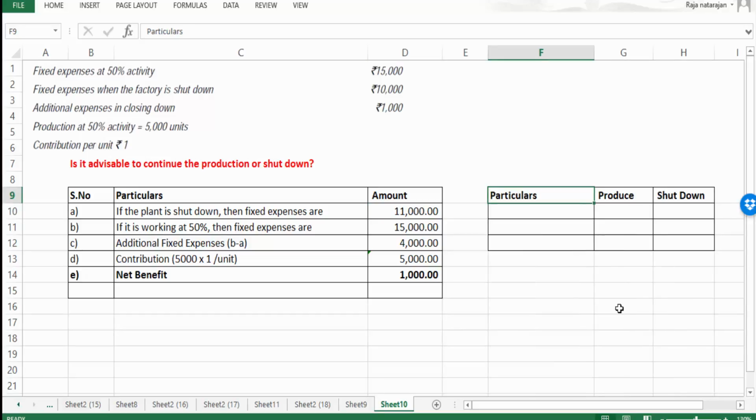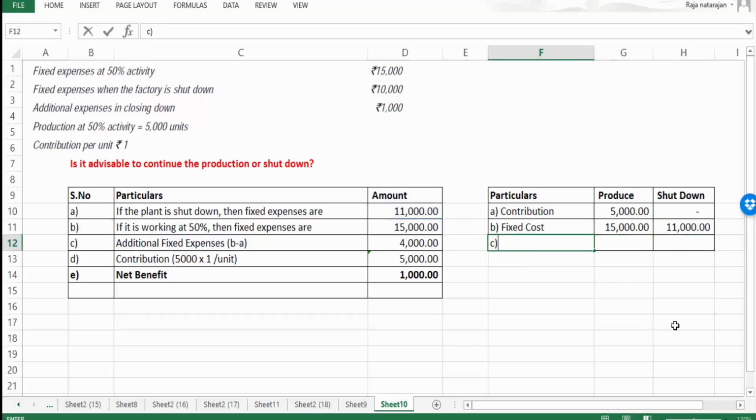I can also analyze the same scenario in a different context where I can find out what is the overall loss position if you are going to produce or if you are going to shut down. It's going to be a loss because the contribution is very minimal, right? So item A, what will be the contribution if you are going to produce? In that case, we know it's 5,000 into 1. If you're going to shut down, there is no activity, then there is no contribution. What will be your fixed cost if you are going to produce and if you are going to shut down? If you are going to produce, your fixed cost, we know it's 15,000. If you are going to shut down, your fixed cost is 11,000.